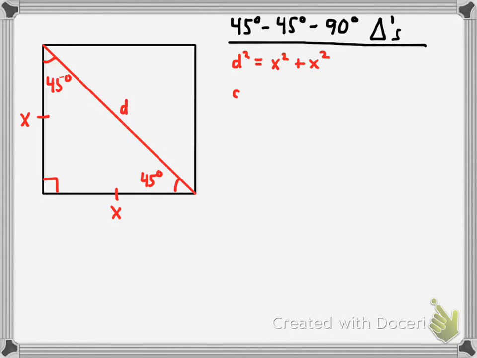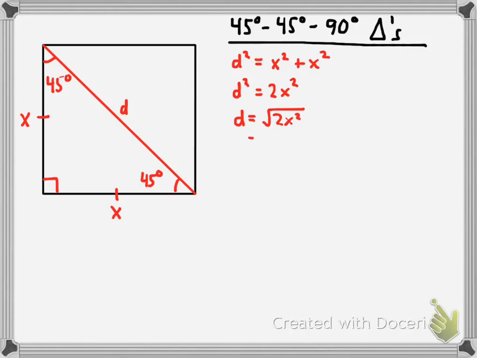Now, since both those sides a and b were equal to one another, we can add them together like this. x squared plus x squared is going to give us 2x squared. Now you know that in order to find the length of D, we're going to have to take the square root of both sides, and that will give us D equals the square root of 2x squared.